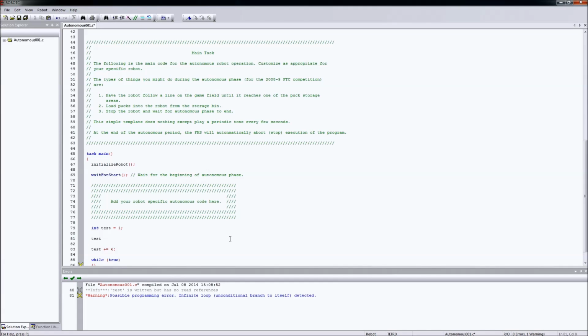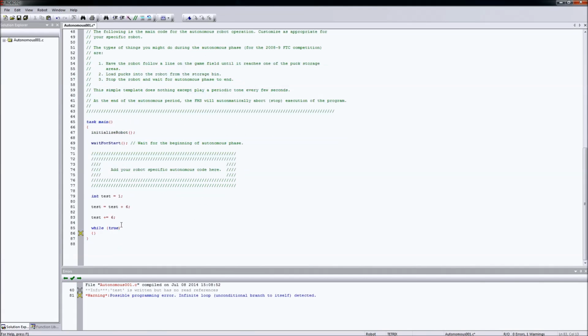You can do test equals test plus 6, or test plus equals 6. Both of these would increase the value of test by 6. So here it starts as 1, here it's 7, and then here it's 13. Okay, so that's how you would add a number to a variable, and like I said, you could do this with doubles or floats as well.